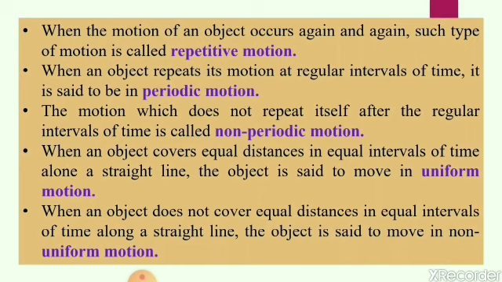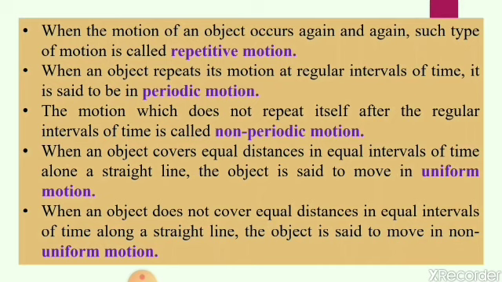The next type of motion is periodic motion. When an object repeats its motion at regular intervals of time, it is said to be in periodic motion. As for example, the motion of a clock pendulum, the rotation of Earth on its axis, the revolution of Earth around the Sun, and the revolution of the Moon around the Earth. These are periodic motions which repeat themselves at regular intervals of time.